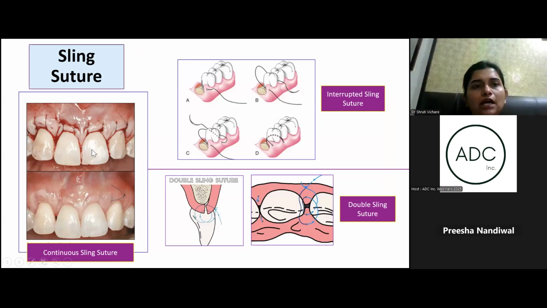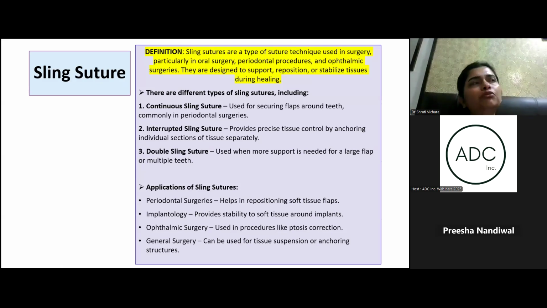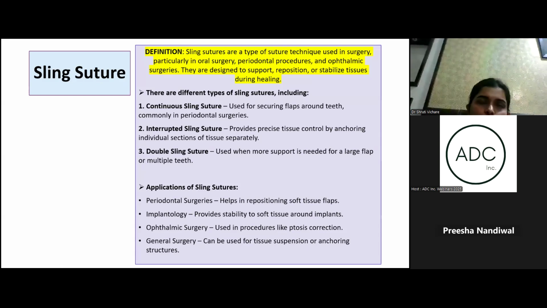Now coming to the last type of suturing technique, that is sling sutures. These sling sutures are also of different varieties. We have continuous sling suture, double sling suture, and interrupted sling sutures. Very commonly interrupted sling sutures and double sling sutures are used. Basically, these sling sutures are used for securing flaps around the teeth, very common for periodontal surgery. We have used them very commonly for securing flaps around implants, especially when a lot of bone grafting is done and you don't want implant exposure to happen.